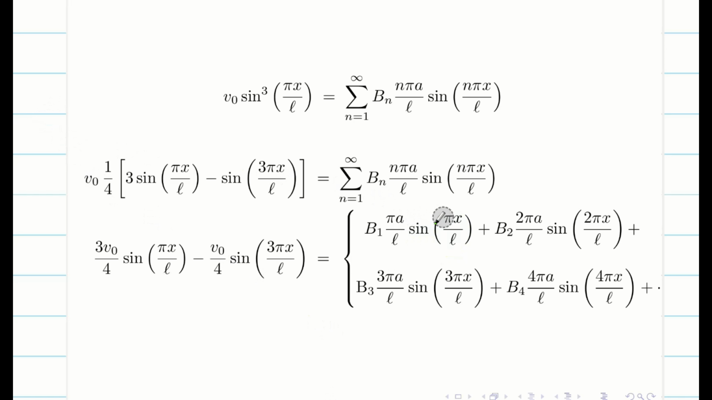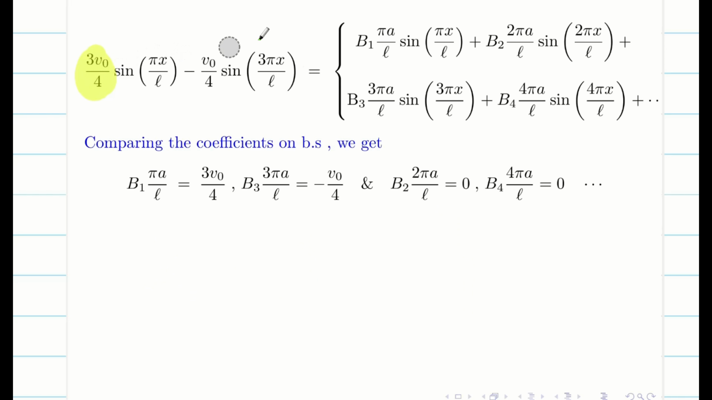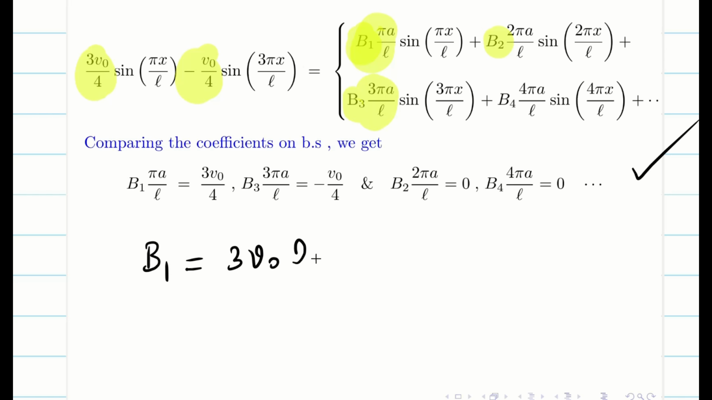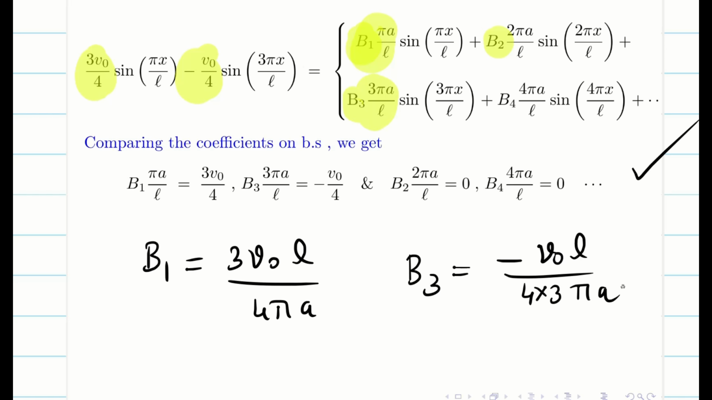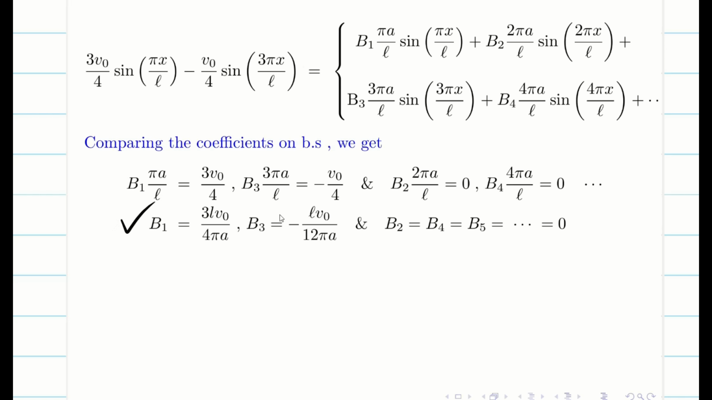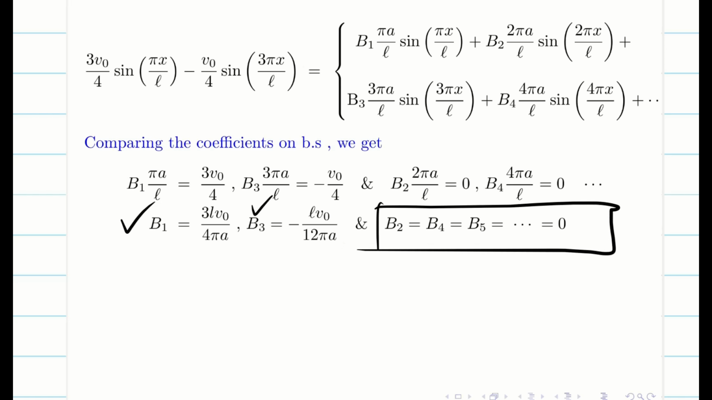I'm going to compare the coefficients both sides. Sin(πx/L), sin(πx/L). Sin(3πx/L), sin(3πx/L). Therefore, my 3v0/4 is going to be my B1 πa/L. B2, I don't have anything, it is 0. B3 · 3πa/L is −v0/4 and all the remaining terms are 0. Therefore B1 is equal to 3v0L by 4πa. B3 is equal to −v0L divided by 4 into 3πa. So finally we can write the values of capital B1, B3. All the remaining elements are 0.